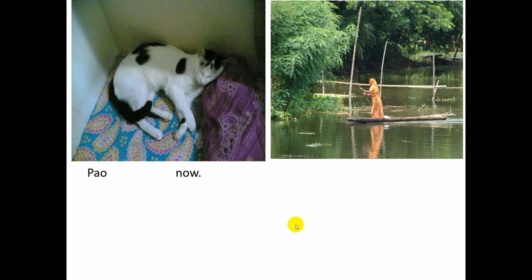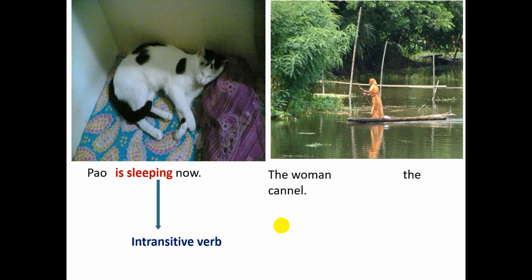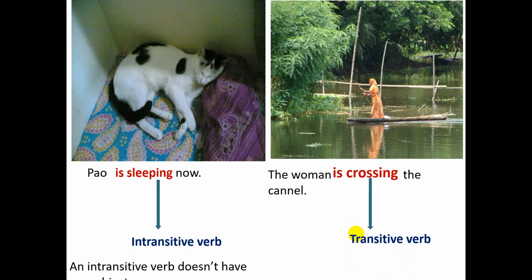Look at the picture now. Here, Pau is sleeping now. So, sleeping here is an intransitive verb. Again, the woman is crossing the canal. Here crossing is a transitive verb. For your better understanding, I can tell you that an intransitive verb doesn't have any object. A transitive verb has an object. You can see here, now is not an object, it is an adverbial, but here the canal is an object.